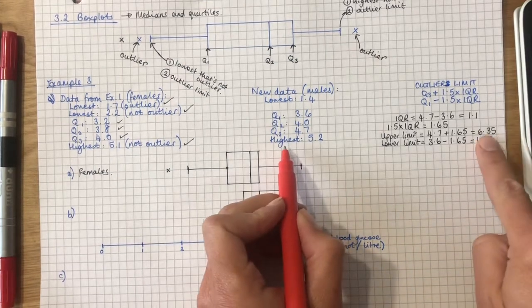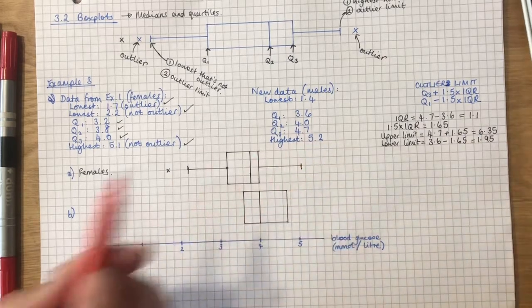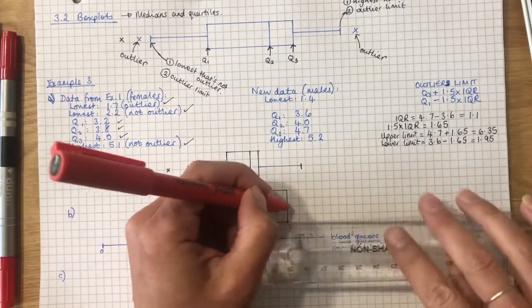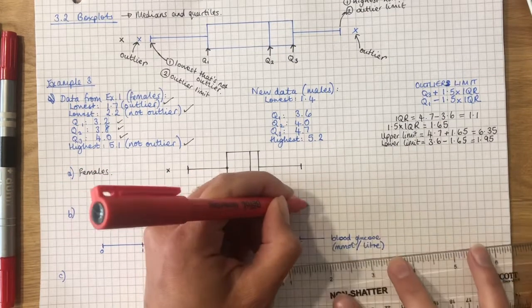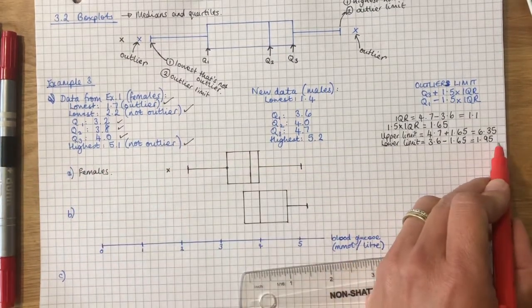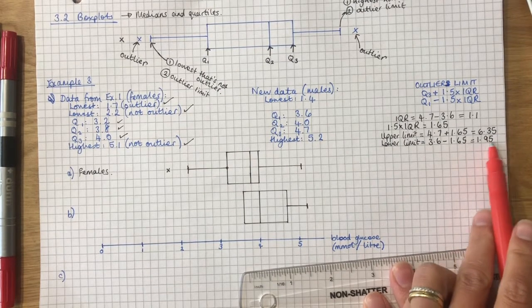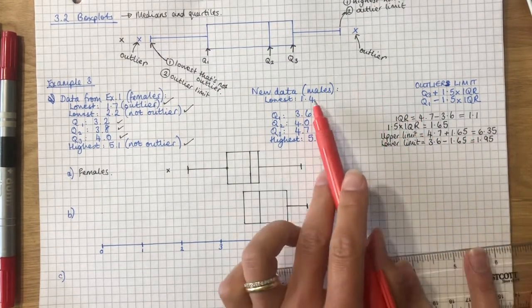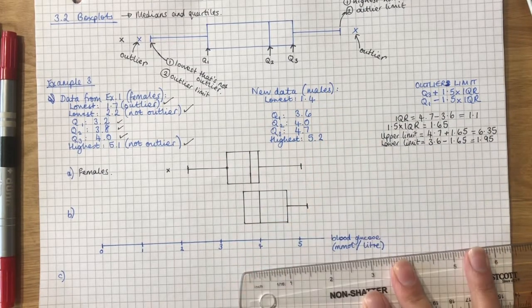At the top end, our limit goes above the highest value, so 5.2 is where we stop. So I can now confidently draw my whisker here to 5.2 at the upper end. So there's no outliers there. However, at the lower limit, the outlier limit is 1.95, and we know that the lowest value is 1.4, so that's going to be an outlier.